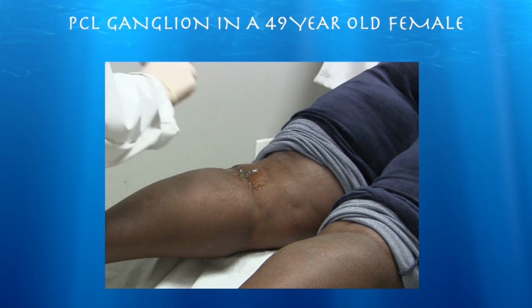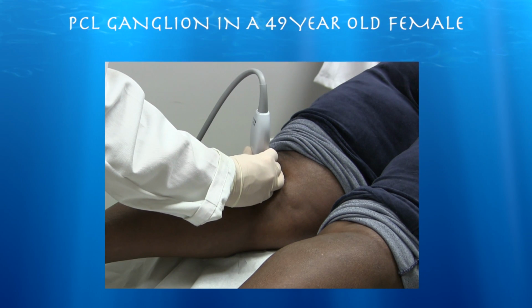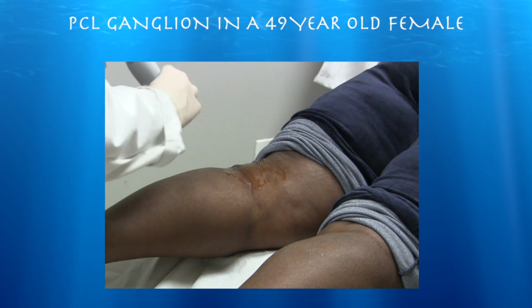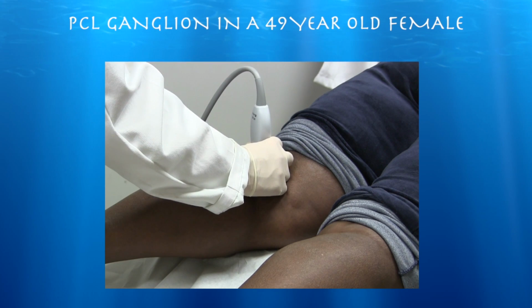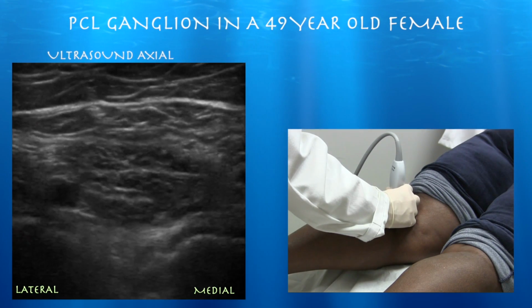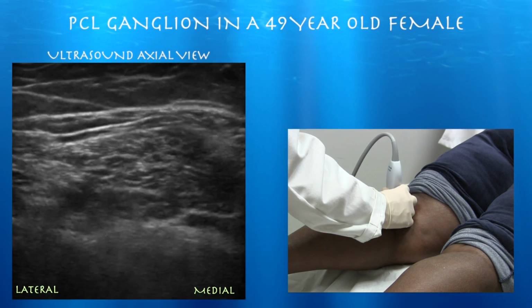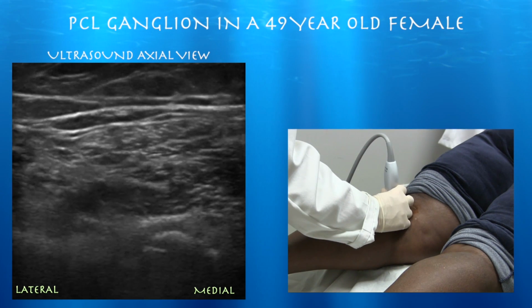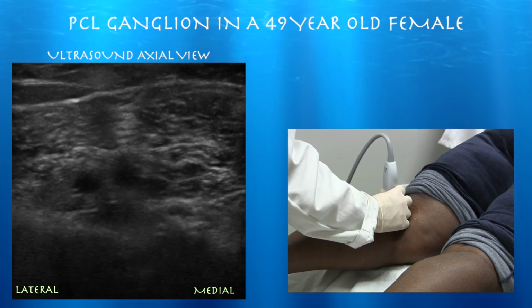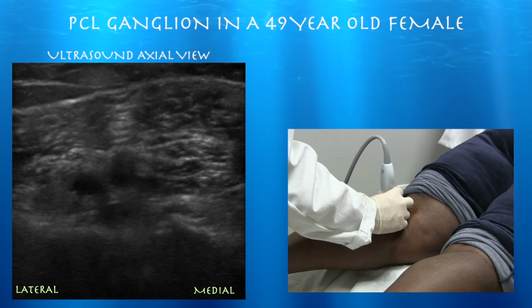Now we're going to switch to an axial view of it. Right side of the screen is medial, left side is lateral. I'm starting basically just above the joint, and we're going distally. Here we are again. Just below the popliteal vasculature, we can see that cyst come into play.